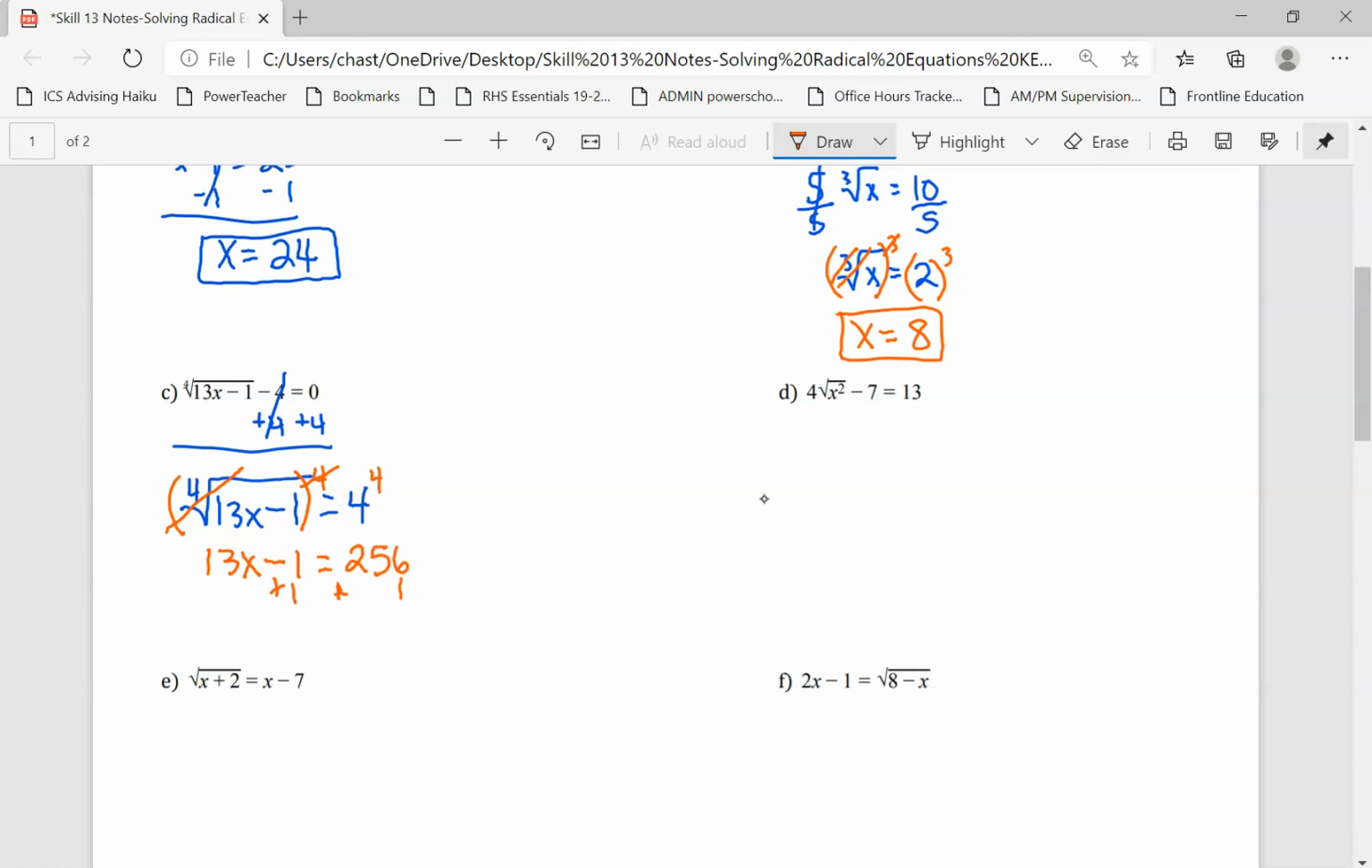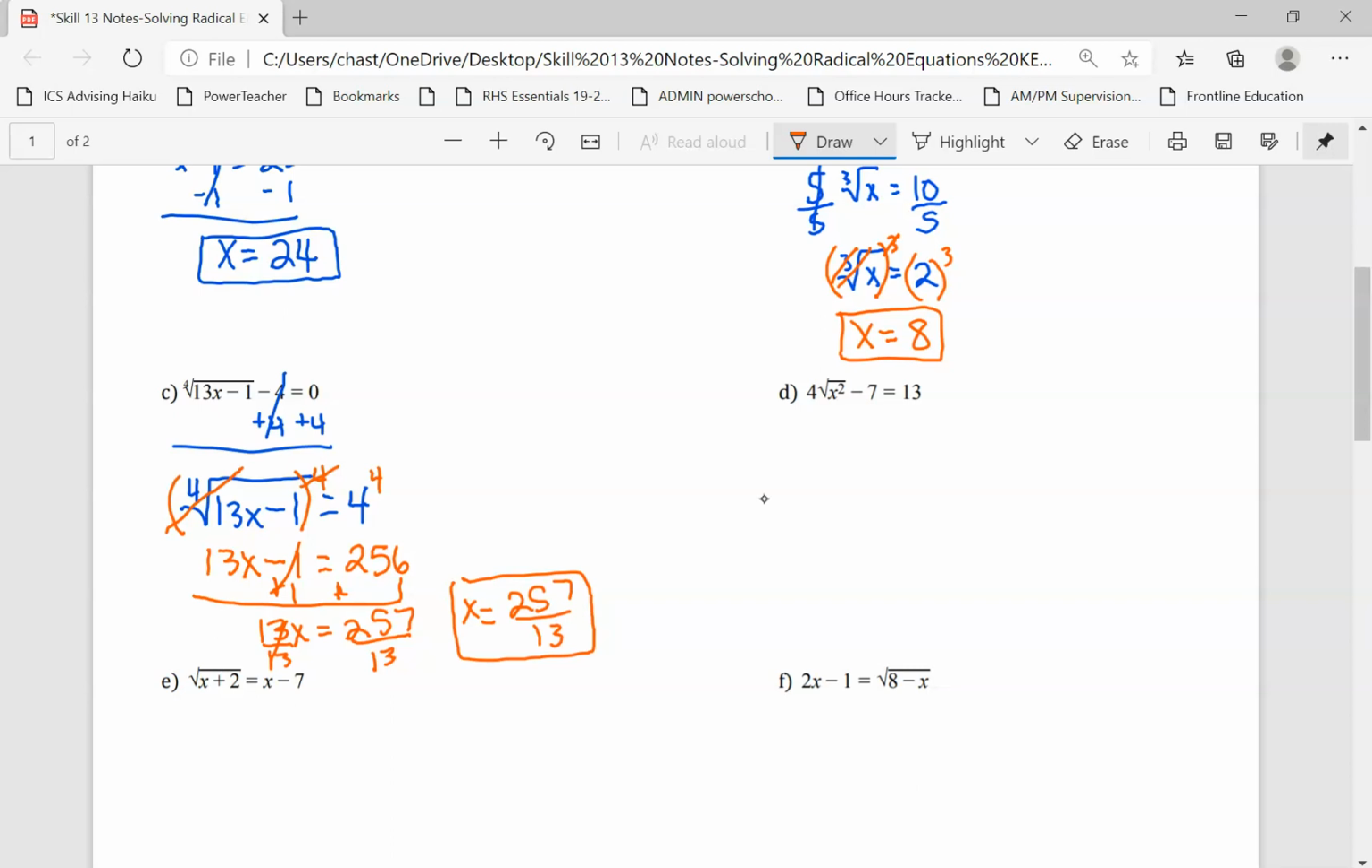Add 1. We get 13x equals 257. Divide by 13. And I don't know if this will be a whole number or not. Let's see. It is most definitely not. In fact, it doesn't even simplify. Sorry, that's what I was checking. So we'll just say 257 over 13.